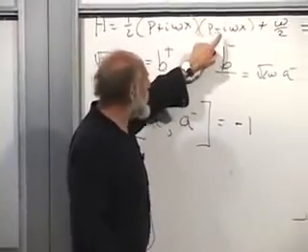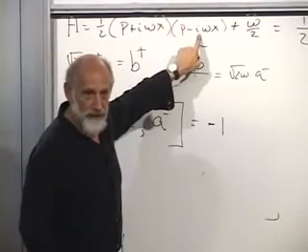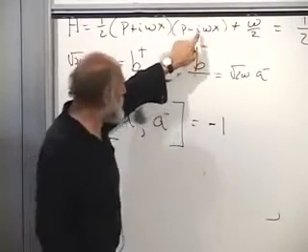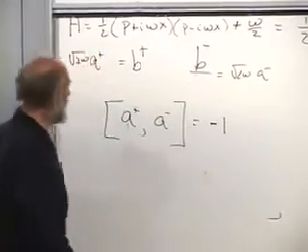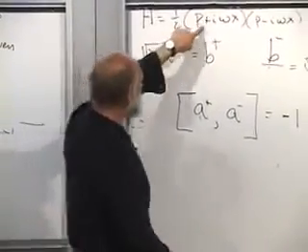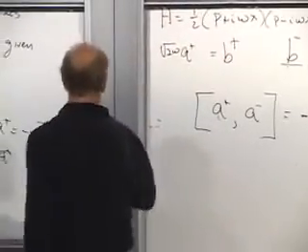There's an easy way to tell. If this is A minus, it should annihilate the ground state, which it does. So this is A minus. End of story. So this one must be A plus, or B plus. Doesn't matter.